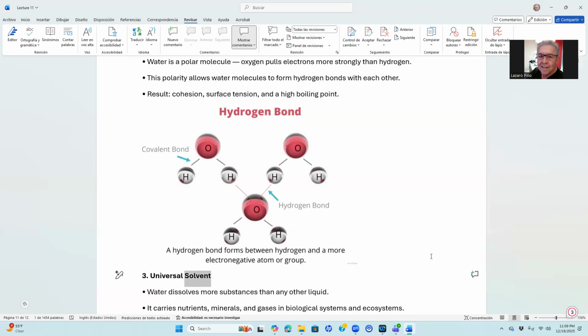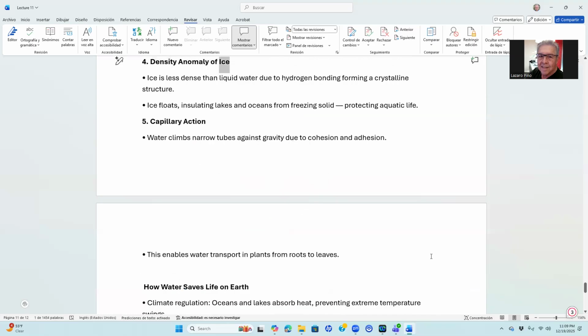3. Universal solvent. Water dissolves more substances than any other liquid. It carries nutrients, minerals, and gases in biological systems and ecosystems. 4. Density anomaly of ice. Ice is less dense than liquid water due to hydrogen bonding, forming a crystalline structure. Ice floats, insulating lakes and oceans from freezing solid, protecting aquatic life. 5. Capillary action. Water climbs narrow tubes against gravity due to cohesion and adhesion. This enables water transport in plants from roots to leaves.